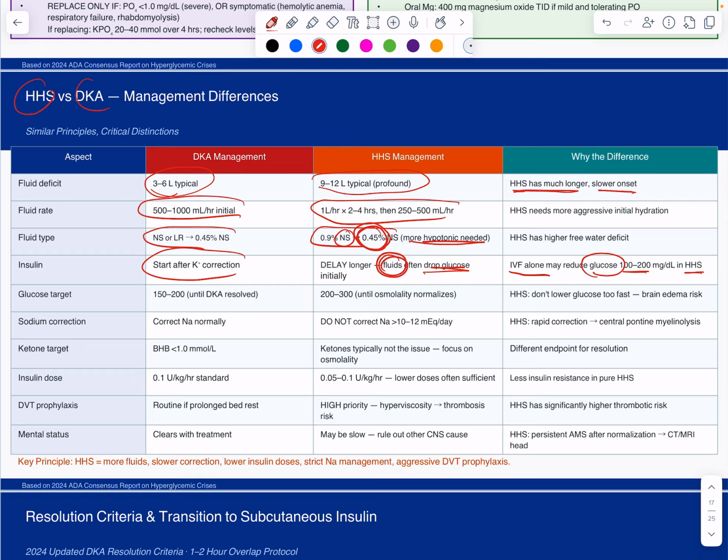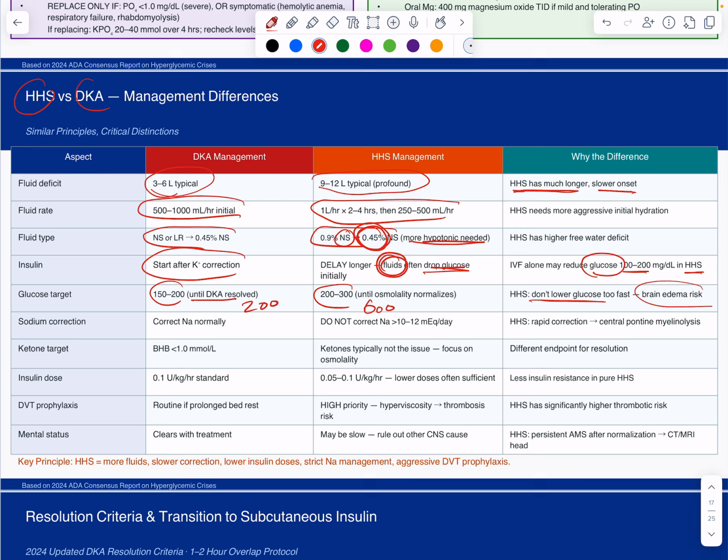In DKA, you are targeting glucose between 150 to 200 until DKA resolves. In HHS, it's usually 200 to 300, because you don't want to overcorrect very suddenly, because this can affect the brain as well. But also remember that the range of hyperglycemia in HHS is way higher. So here you are starting with glucose usually above 600, but in DKA you are starting with glucose above 200. So in HHS, we don't lower the glucose too fast, because this can increase the risk of brain edema.